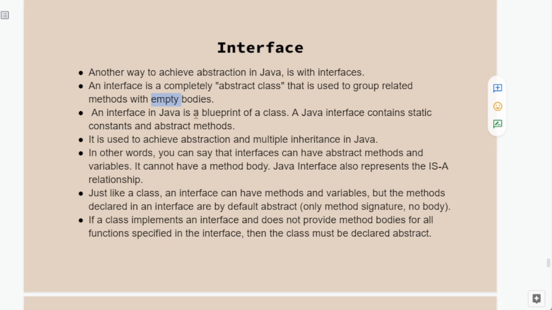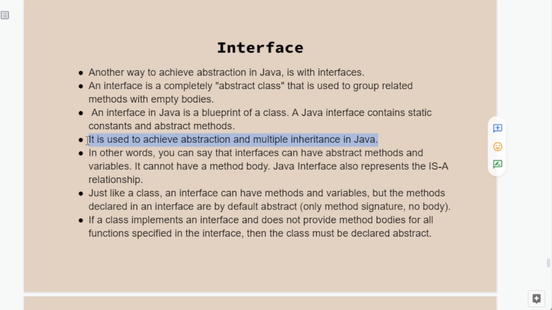An interface in Java is a blueprint of a class. A Java interface contains static constants and abstract methods. Take note, it has static constants and then abstract methods, and it is used to achieve abstraction and multiple inheritance in Java. In Java, we can have multiple inheritance through the use of interfaces, but we cannot do this with classes, only with interfaces.